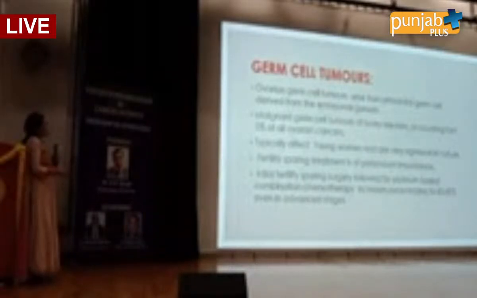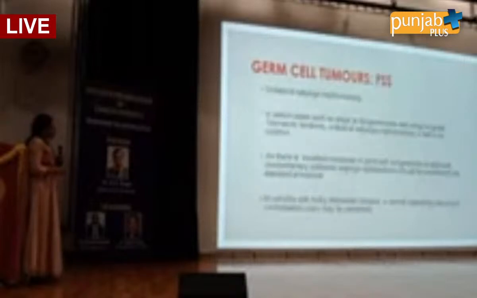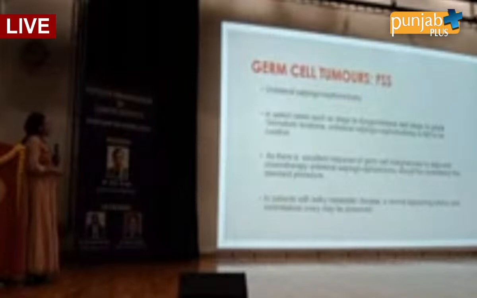So these are very good tumors which are usually diagnosed in young age, and even at stage 1 when they are diagnosed, their prognosis is very good with the chemotherapy. And what we do as a fertility sparing, we do unilateral salpingo-oophorectomy in select cases, just stage 1A dysgerminoma and immature teratoma stage 1A. Unilateral salpingo-oophorectomy is sufficient and it is curative. No further chemotherapy is required. There is an excellent response to adjuvant chemotherapy, and it should be standard procedure.